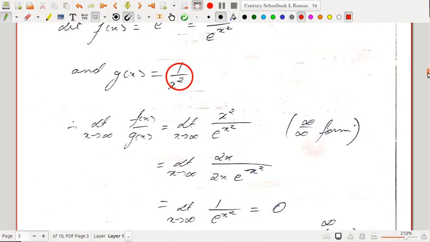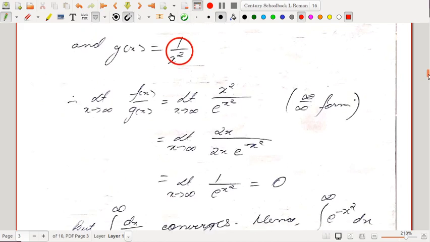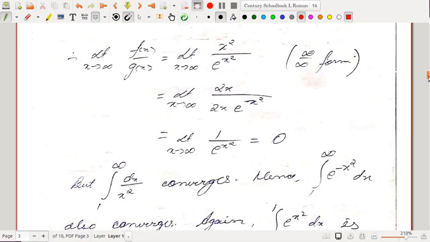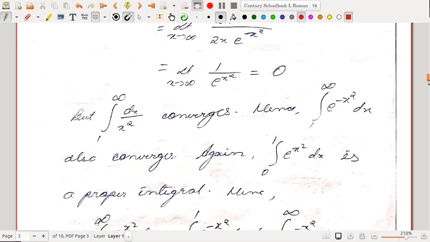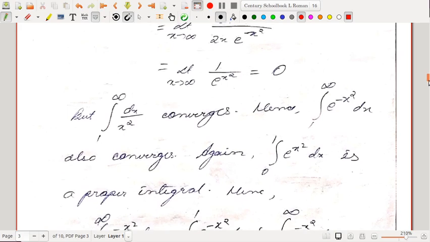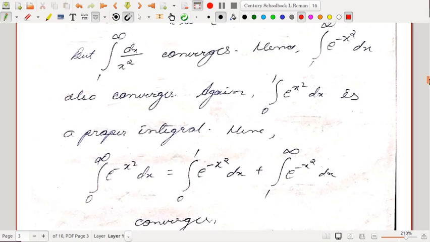What is it? The limit as x tends to infinity of x squared by e to the power x squared, which is of the form infinity by infinity, so apply L'Hopital's rule. We get 1 by e to the power x squared, and its limit is 0. But the integral from 1 to infinity dx by x squared converges because 2 is greater than 1. Hence, the integral from 1 to infinity of e to the power minus x squared dx also converges.